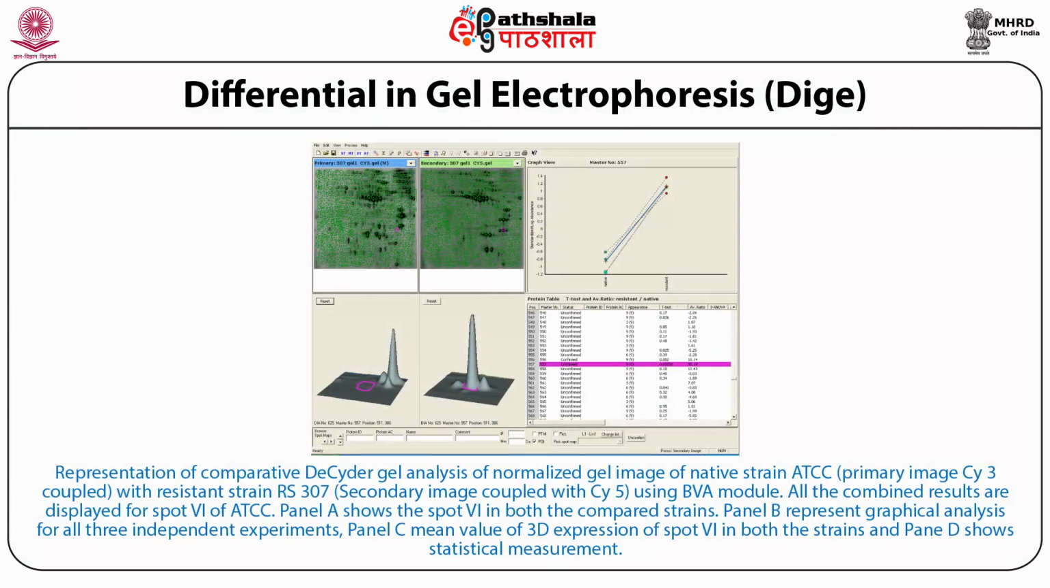This shows the representation of comparative DeCyder gel analysis of the normalized gel of the native ATCC strain and the resistant strain using the BVA module. All the combined results are displayed for a particular spot, that's spot 6. Panel A shows the spot 6 in both the compared strains. Panel B represents the graphical representation for all the three independent experiments. Panel C shows the mean value of the three-day expression, while panel D shows the statistical measurement of these spots.